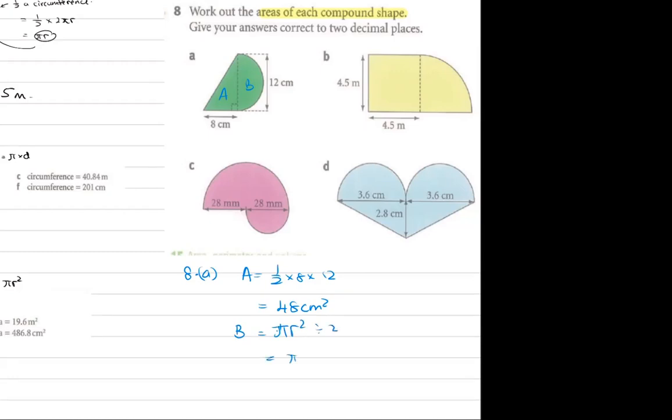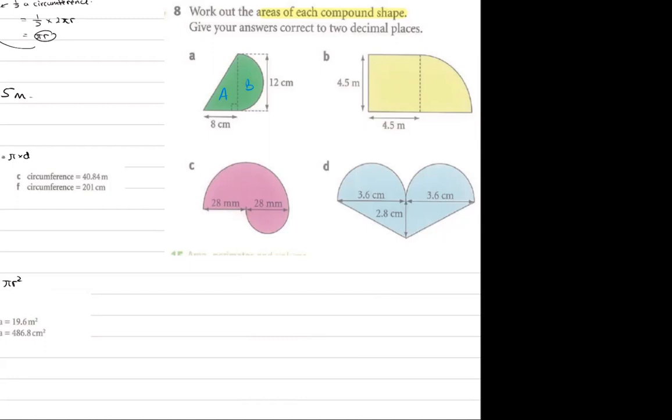R is half of 12 because 12 is the diameter. R is 6, squared, divided by 2. 56.55 square centimeters. So for the total, just add these two up. 104.55, to 2 decimal places. That's the answer.